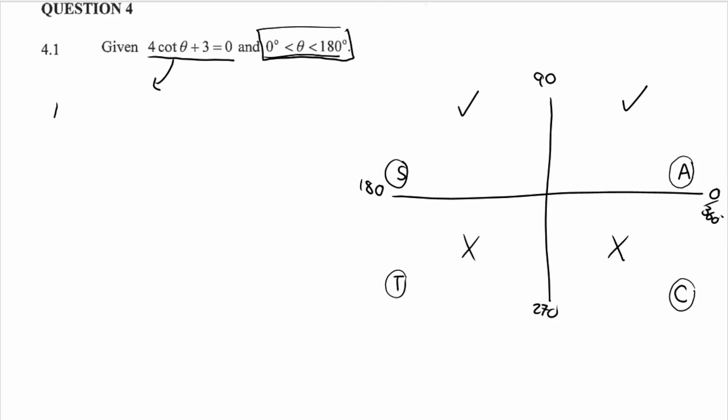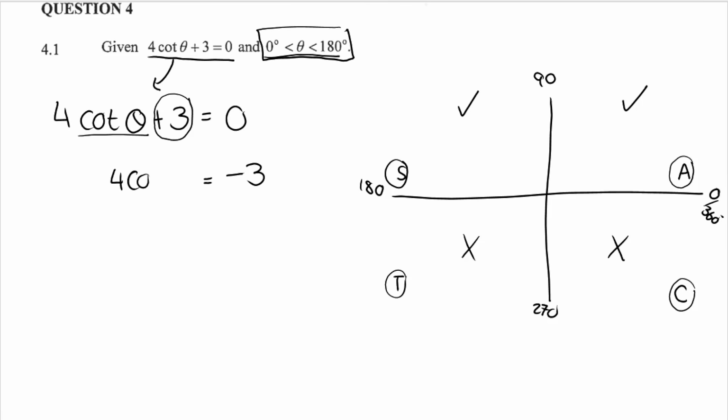Second piece of information says 4 cot theta plus 3 equals 0. That's not going to really help me with the form that it's in at the moment. So what I'm going to do is get cot theta by itself. This is plus 3. Inverse of plus 3, minus 3. So take the plus 3 over, it becomes minus 3. That's step 1. This is multiply by 4, so it's going to be divide by 4. So what I've got now is that cot theta is equal to negative 3 over 4.